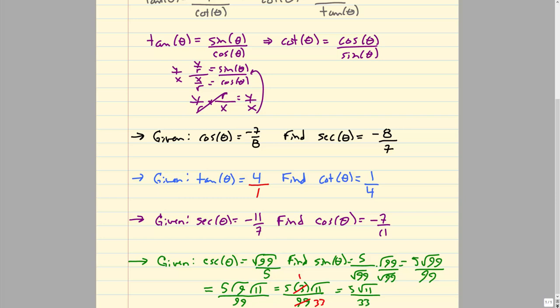So first of all, you should reduce if you can, and if you can't reduce, check to see if you can simplify the radical. And if you can simplify the radical, you should.